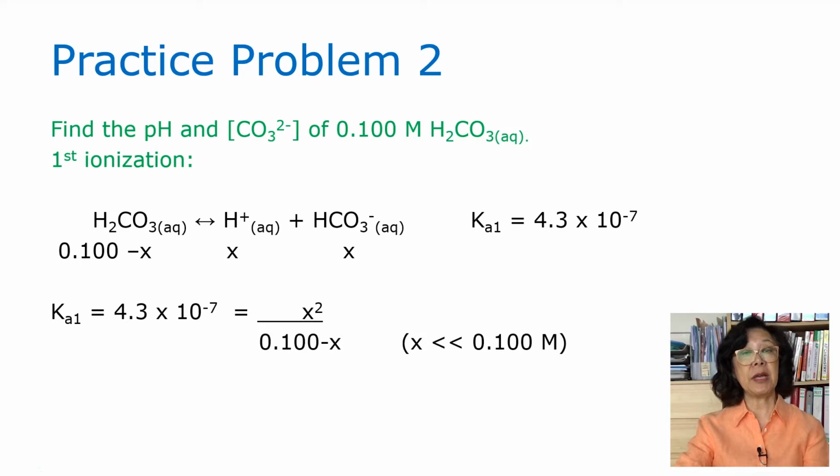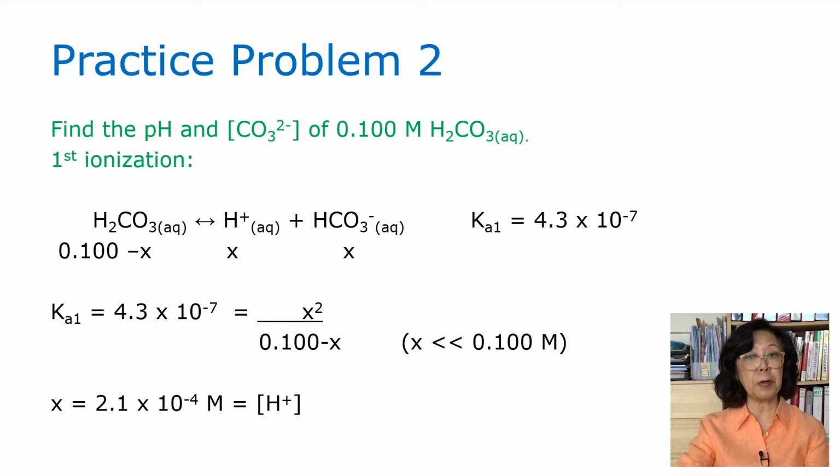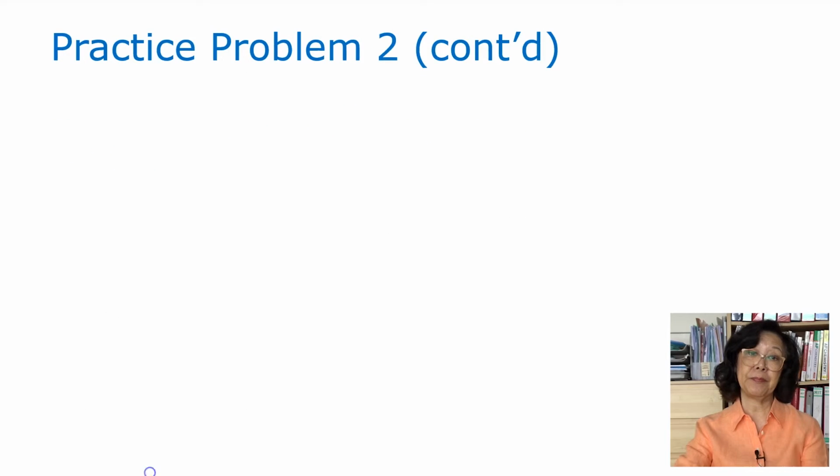Now we set up K1, which is the concentration of product over reactant, and assuming that X is very small compared to the 0.1 molar, because the Ka1 value is so small, the change has to be quite small. So we can drop the X and solve, and X, which is the hydrogen ion concentration, is 2.1 times 10 to the minus 4 molar. Continuing.